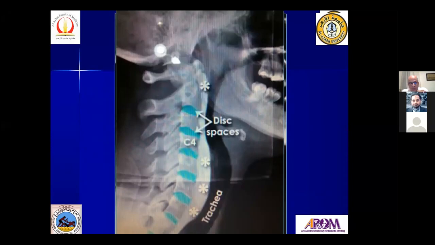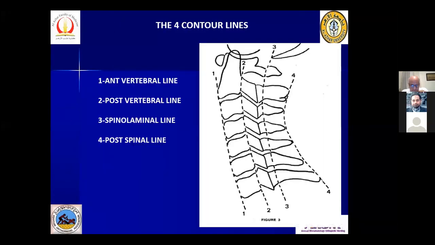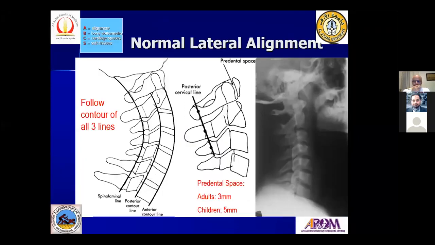This is the disc space, and this is the soft tissue space, the retropharyngeal and retrotracheal space here. And this is the green one. This is a disc space. And we have to know the 4 contour lines. These are the 4 lines, very important, representing the anterior vertebral line, posterior vertebral line, the spinolaminar line, and what we call the posterior spinous line. It can be reduced into 3 lines, but this is the 4 lines.